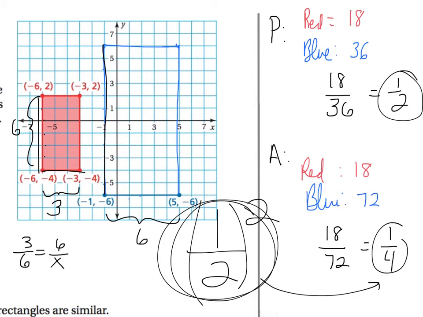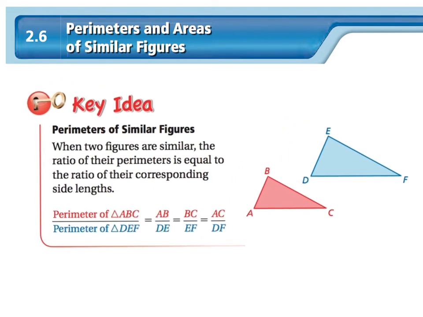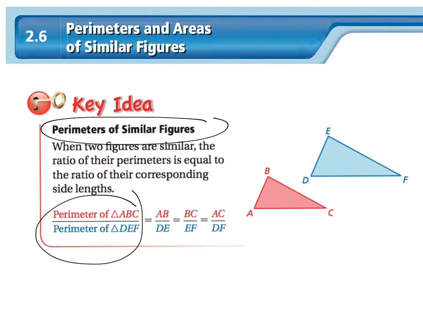Which leads into what we're doing in this section. We're going to talk about perimeter and areas of similar figures. So here's key idea number 1. Perimeter. Please, please, please don't forget this. For triangle ABC similar to triangle DEF, that means I can take the ratio of any of the sides. The length of AB to DE, BC to EF, AC to DF, they're all equal. The ratio of the perimeters is equal to the ratio of their corresponding side lengths.